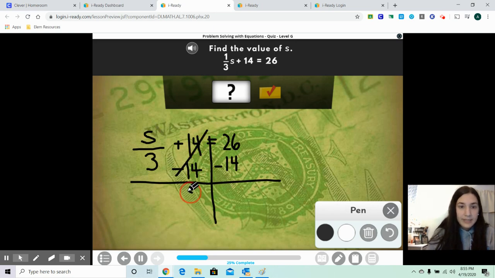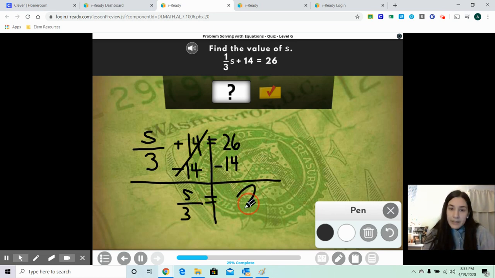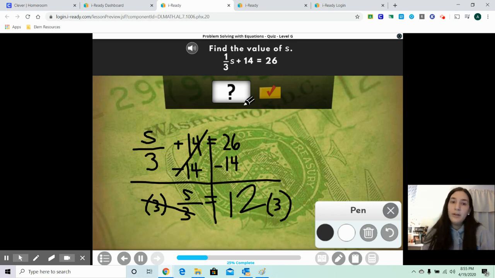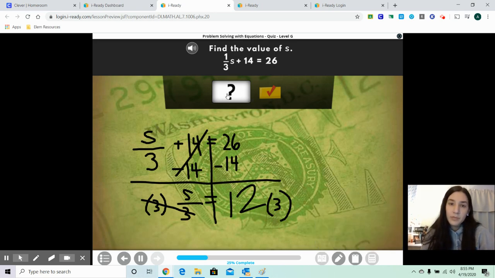Okay, bring down what we haven't used yet. S divided by 3 equals 26 minus 14, which is 12. Now we know this is division over here, so we're going to multiply to undo that. So times 3 to this side, times 3 to this side, and 12 times 3 is 36.